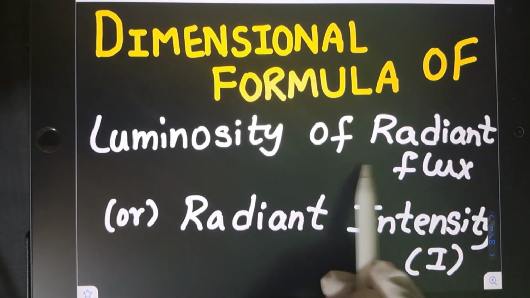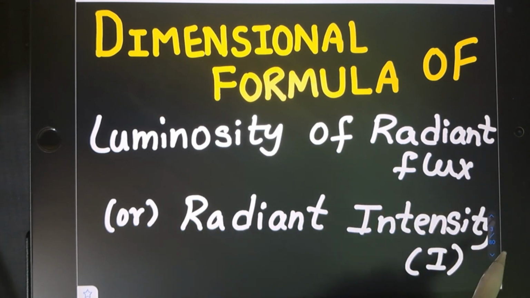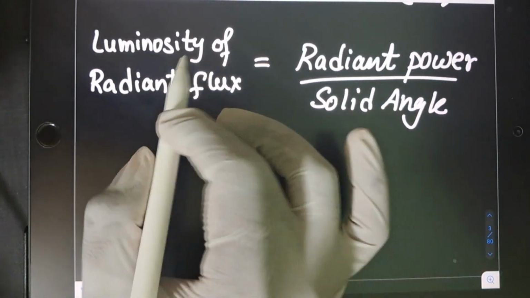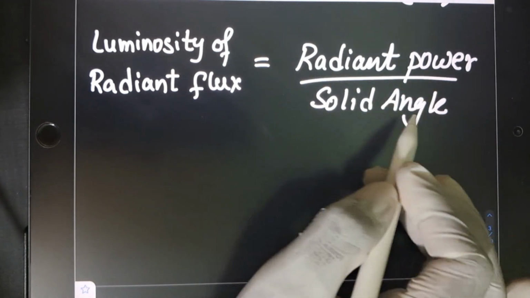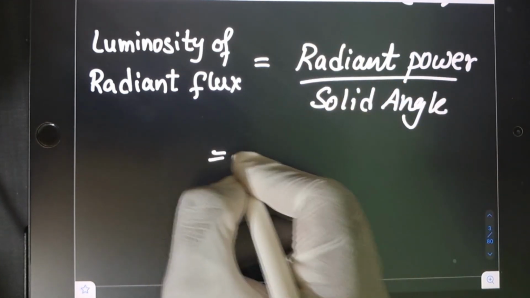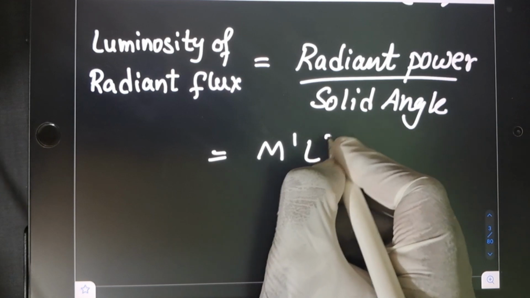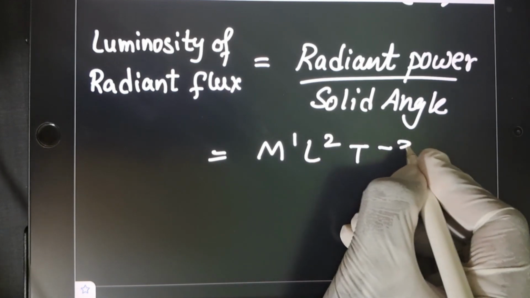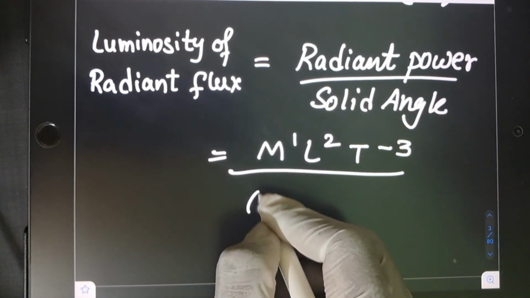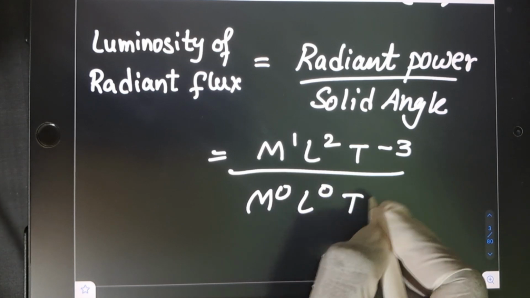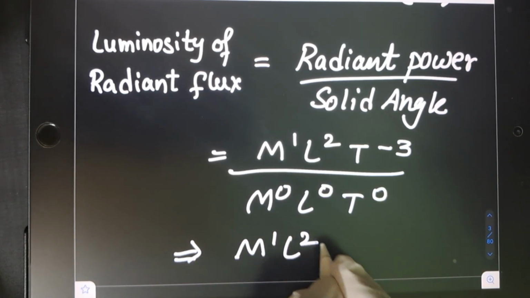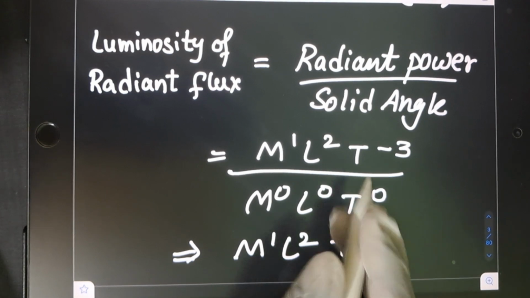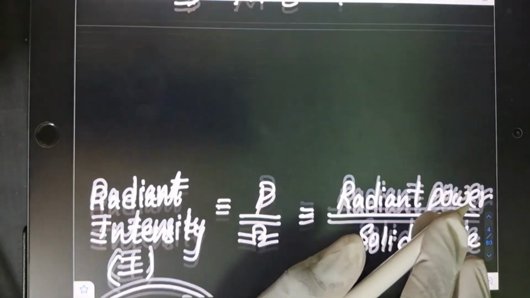To find the dimensional formula of luminosity of radiant flux or radiant intensity, denoted by the letter I, radiant intensity is equal to radiant power by solid angle. We must know the dimensional formula of radiant power, M power 1, L power 2, T power minus 3, by solid angle, which is dimensionless, M power 0, L power 0, T power 0. So the dimensional formula is M power 1, L power 2, T power minus 3.